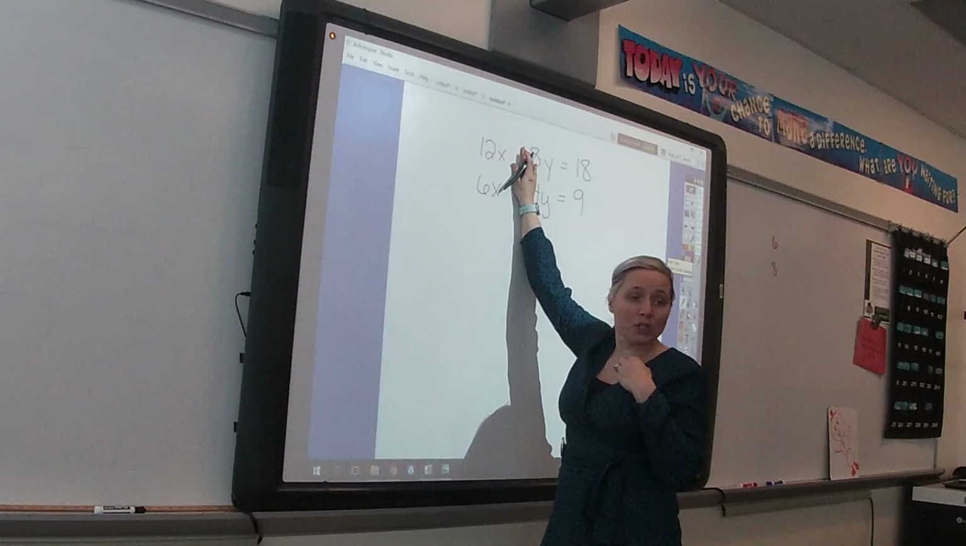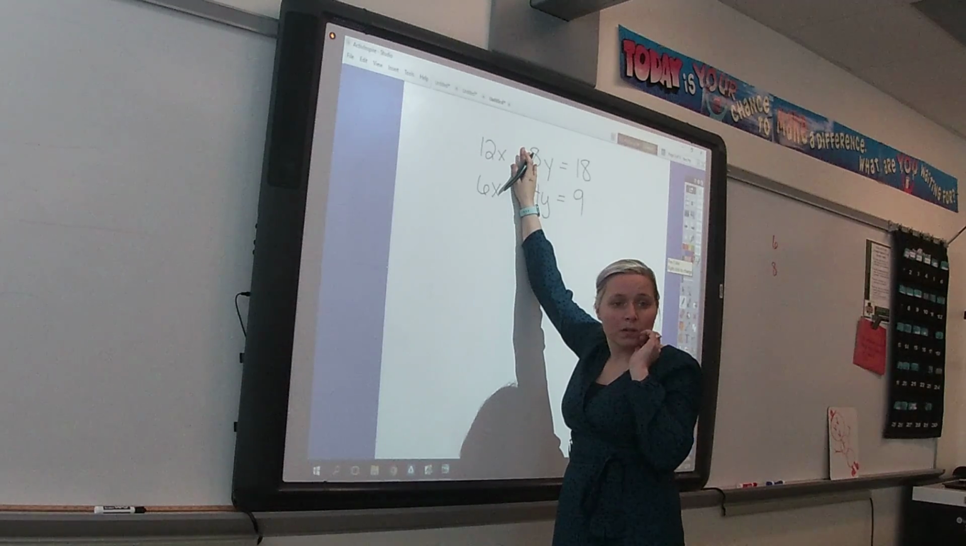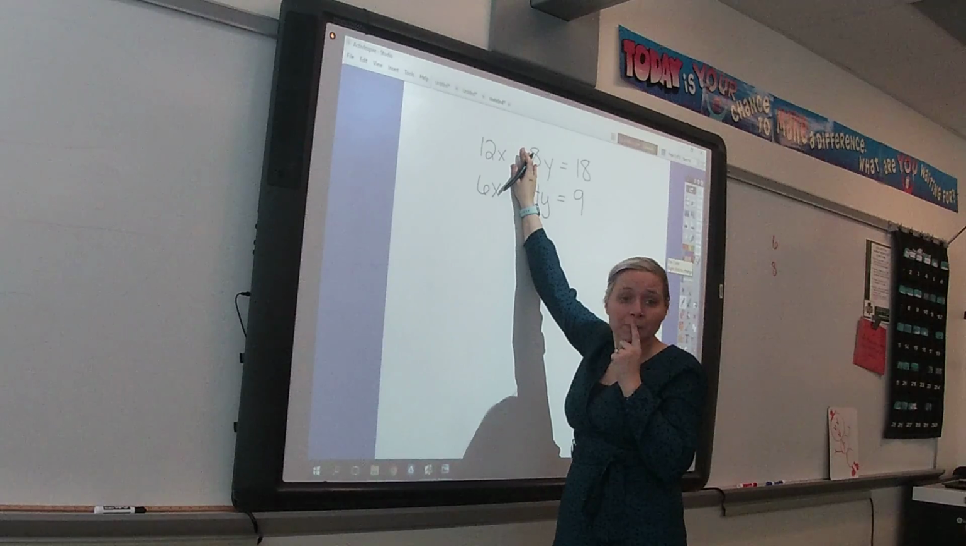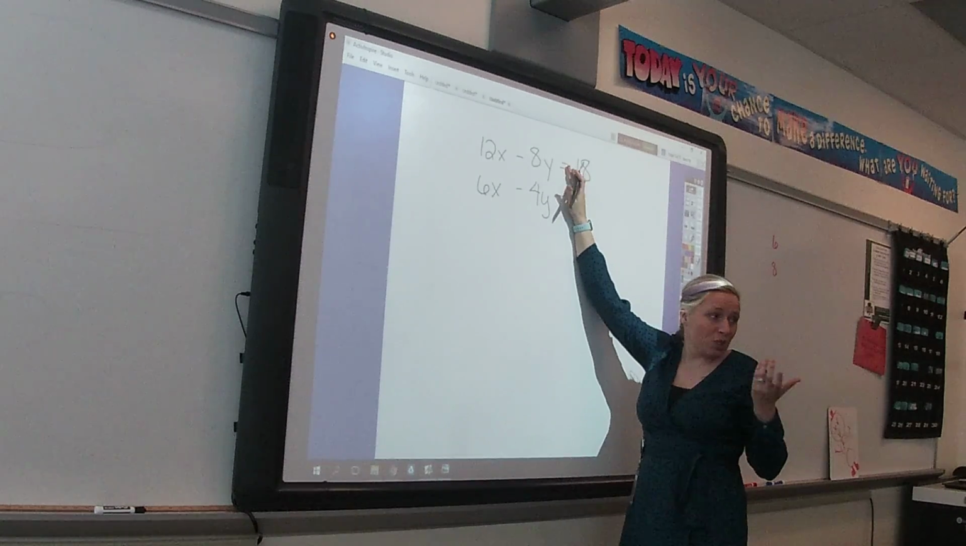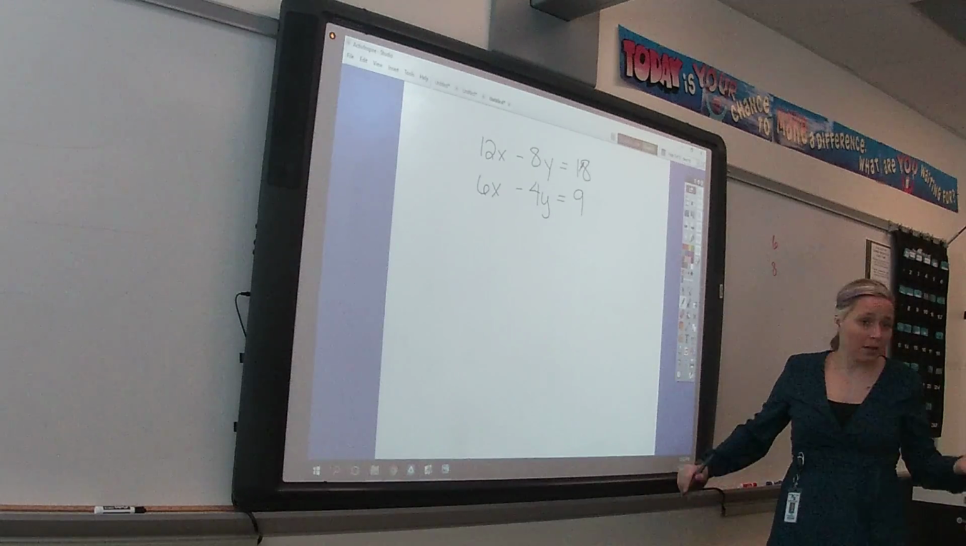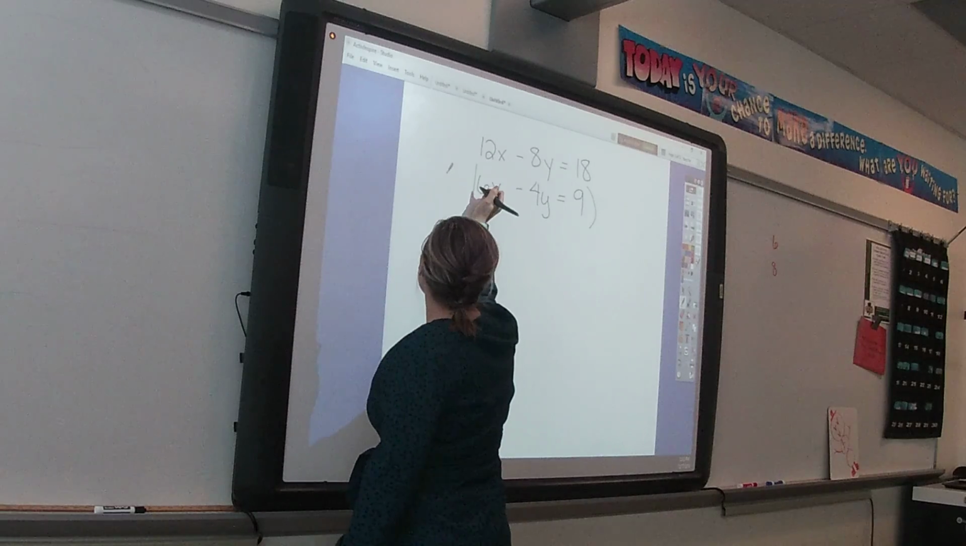If we look here in this first one, anything we can multiply 6 by to make it a 12? 2. Anything we can multiply 4 by to make it an 8? 2. So we can pick 2 on the bottom. I was gonna do negative, but then they'll both be 10. So hang on, we're going to pick this 2 on the bottom.